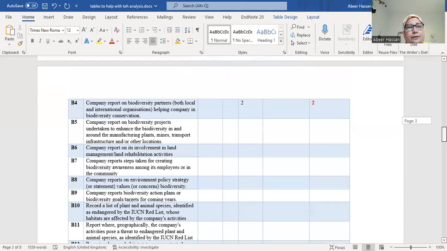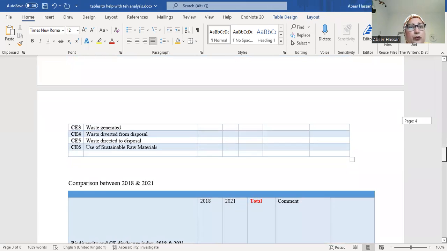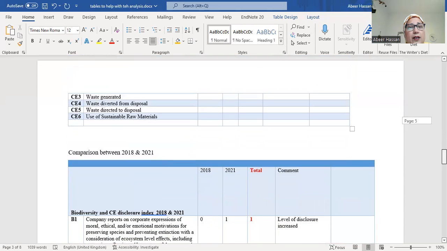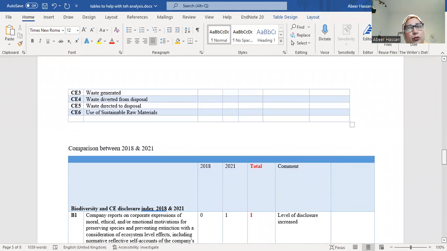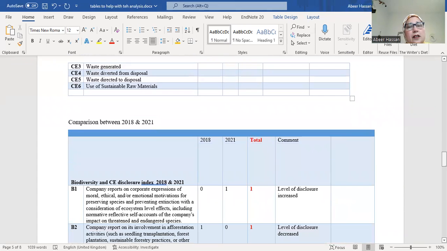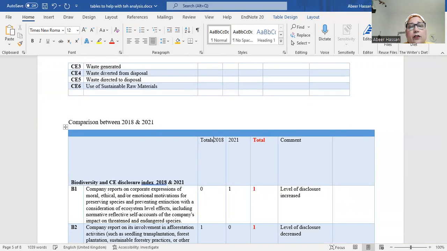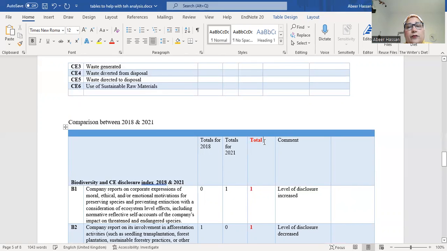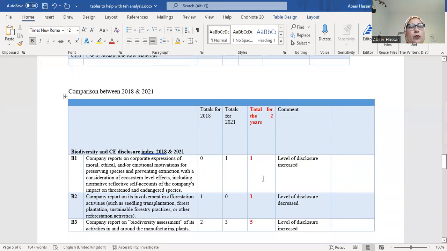You fill in the whole disclosure index for 2018 and 2021, and then you compare between the two years. So here I have created another table for only totals for 2018 and totals for 2021. And here the totals for both years. Okay, so bear with me.